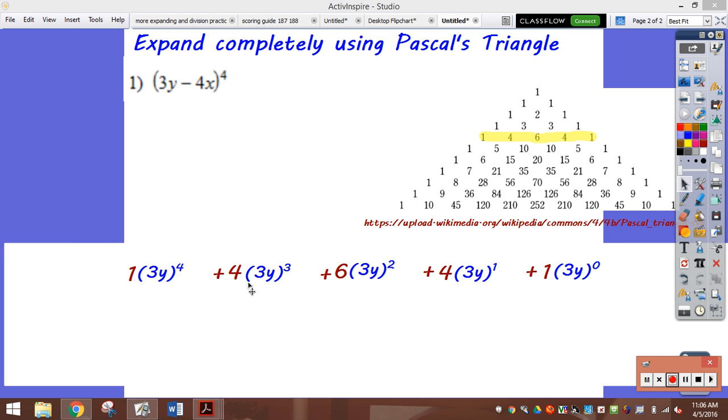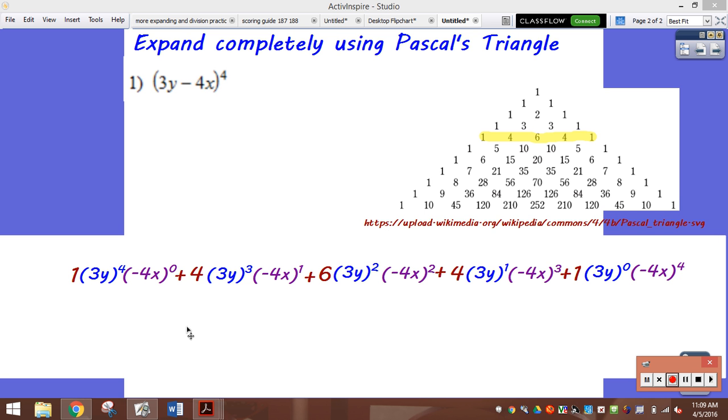So when I write that out, it would look like this: you would have negative 4x all to the 0 power, and then to the first, second, third, and then fourth. So after you write it all out, it looks a bit overwhelming, but piecing it together wasn't actually all that difficult. Now the next thing I have to do is simplify.